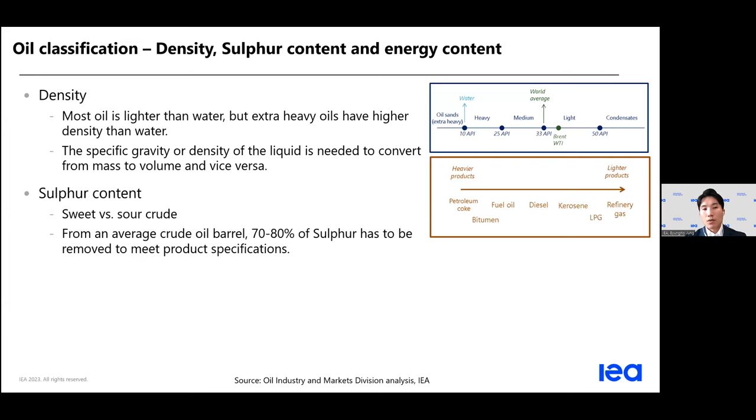The next indicator that we can use to classify oil products is sulfur content. Sulfur is an undesirable impurity, and we want to remove this impurity before the oil is used. If there is a high sulfur content in the oil, we call it sour crude, and if there is a lower sulfur content, we call it sweet crude. Sulfur content in oil ranges from as low as 0.05% to sometimes above 5%. From an average crude oil barrel, we want to remove 70 or 80% of the sulfur to meet the product specification.